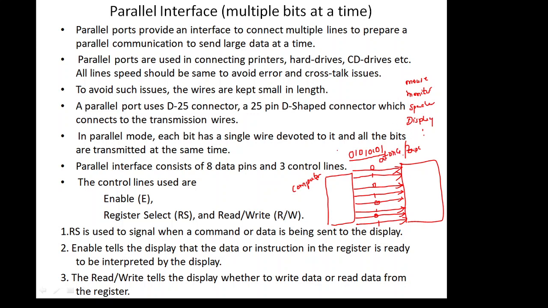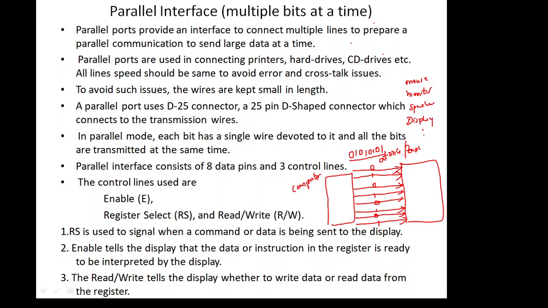But when it comes to the serial port, one by one, whereas here multiple bits at a time we are going to transfer. So that is the advantage of the parallel interface. Parallel ports provide an interface to connect multiple lines for parallel communication. So in parallel ports we can send large data at a time. But when it comes to the serial port, irrespective of the length of the data, we have to transfer only a single bit at a time. But in parallel ports we can transfer large data at a time.